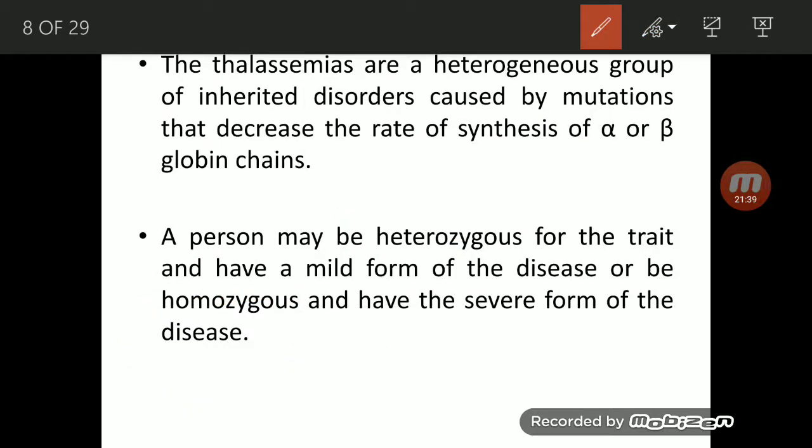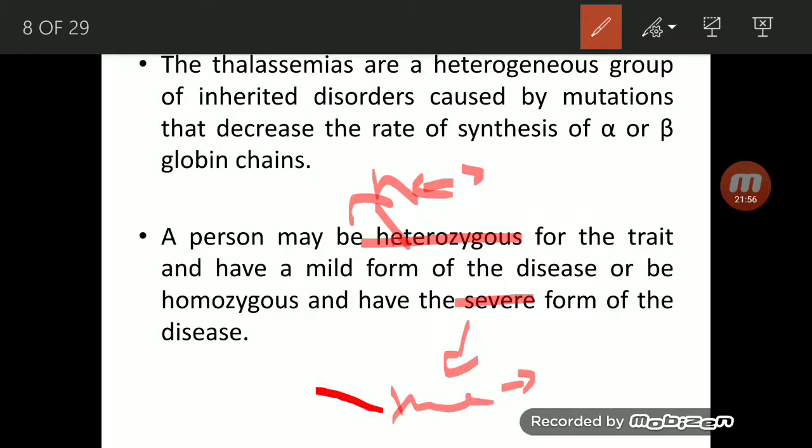Okay, so in case of heterozygous there is one normal and one abnormal. So in case of heterozygous they can produce normal hemoglobin, synthesis can take place, whereas in case of severe form mostly transfusion is needed, and this becomes evident after 6 to 9 months after birth itself.